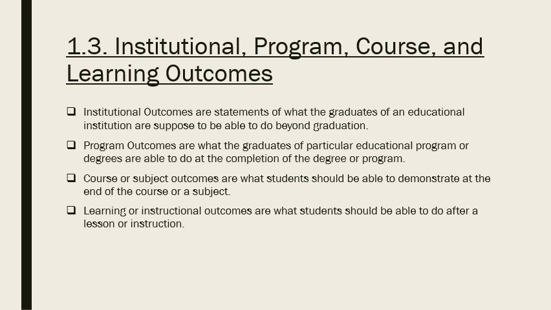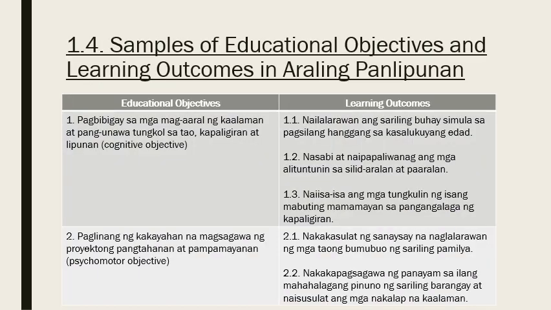So it's somehow a hierarchical order. The attainment of every learning outcome is also the attainment of the course outcomes. The attainment of the course outcomes will lead to the attainment of the program outcomes. And as I've said, the attainment of the program outcomes will lead to the institutional outcomes. Okay. We have here samples of educational objectives and learning outcomes in Araling Panlipunan.